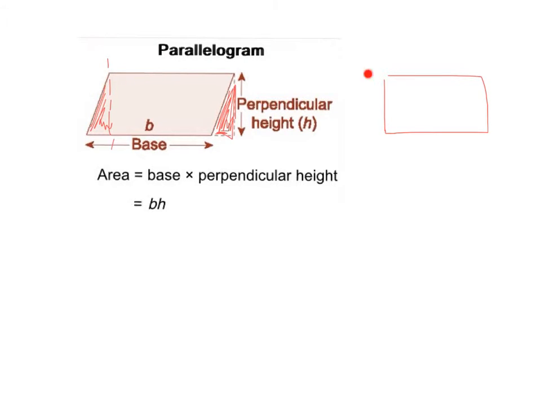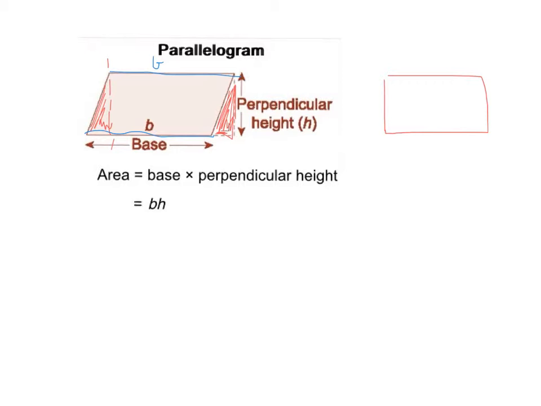In here, we don't use the name length, we use it as a base, okay? This is the base and this is the base. And this is not a width, that's a height. And the height is perpendicular to the base, okay? So in here, the formula is the base multiplied by perpendicular height, okay? And then we have BH, B multiplied by H. And this is the B as well, they're the same.